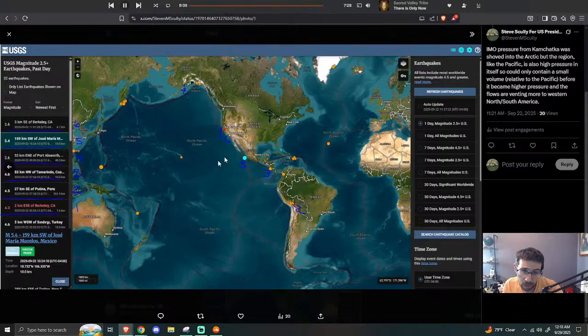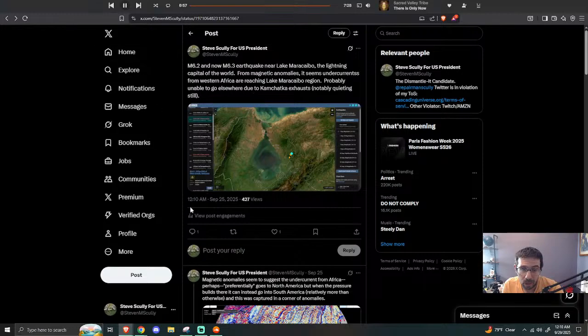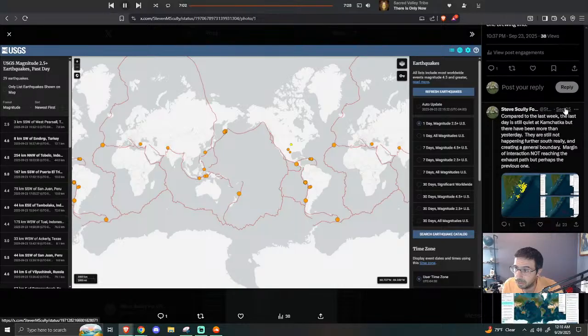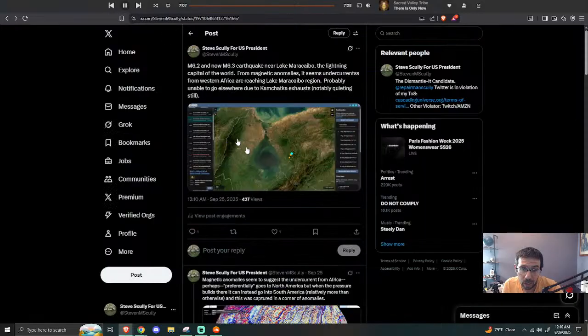But where it's generally just not happening at Kamchatka, it's happening over here, which is suggestive the pressure's moved over here. Outflows from this region just had to go somewhere, so they moved over here. But then over here starts to build. So then this is the 25th. Let me see, we're at the 25th. Okay, so then Maracaibo had an earthquake, or 2, or 3.